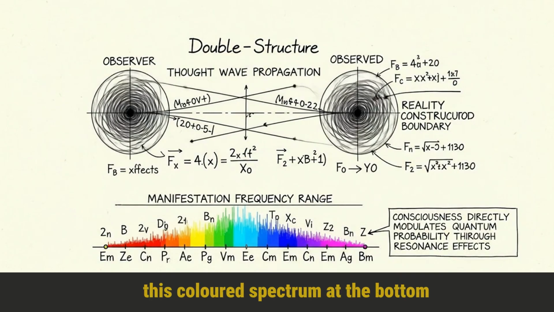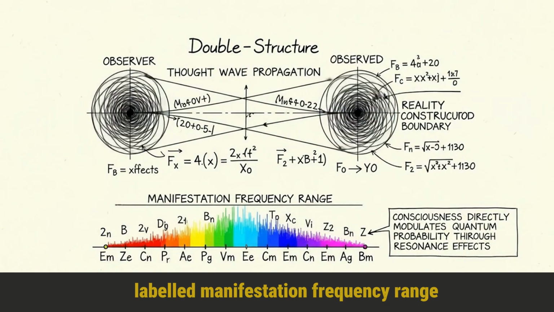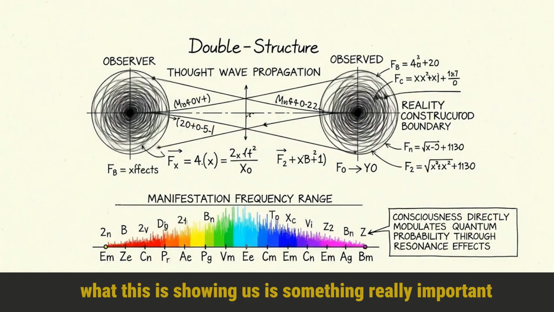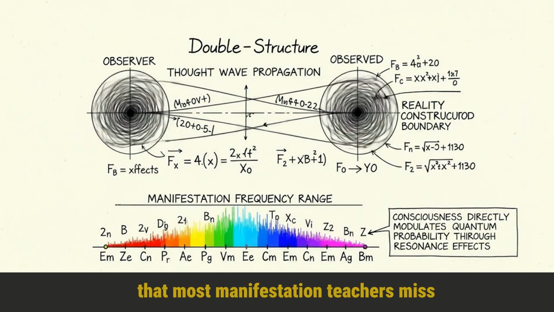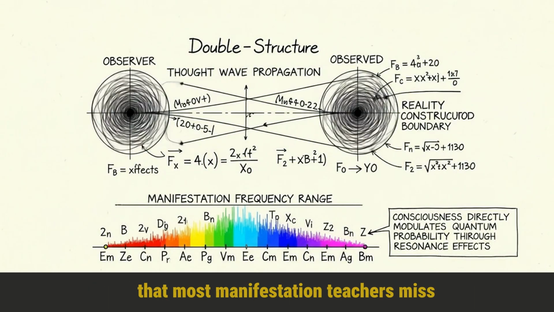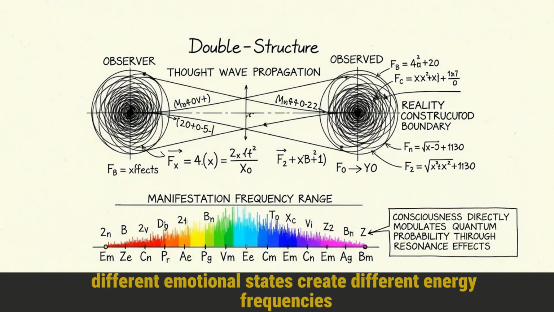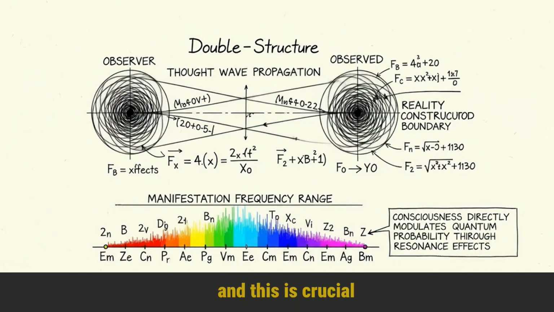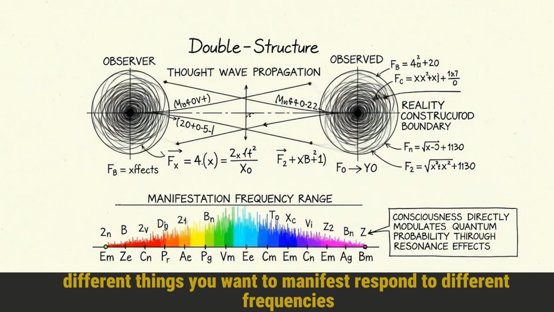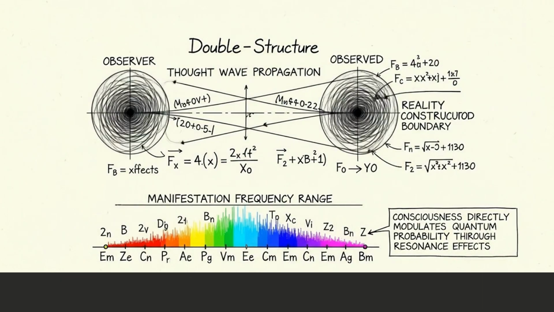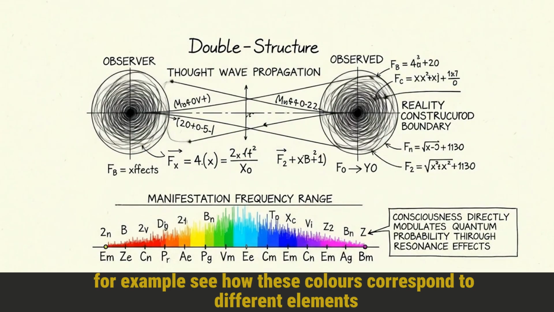Now let's look at one of the most practical parts of this diagram. This colored spectrum at the bottom labeled manifestation frequency range. What this is showing us is something really important that most manifestation teachers miss. Different emotional states create different energy frequencies. And this is crucial. Different things you want to manifest respond to different frequencies. For example, see how these colors correspond to different elements.